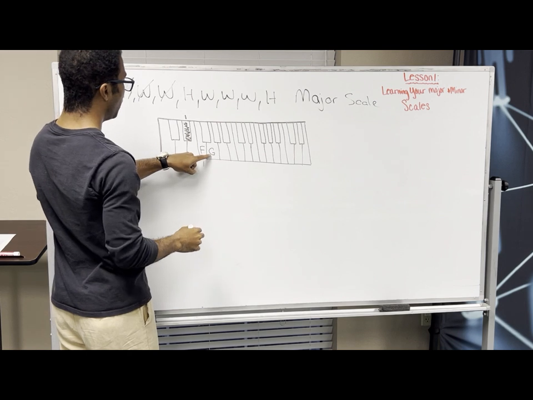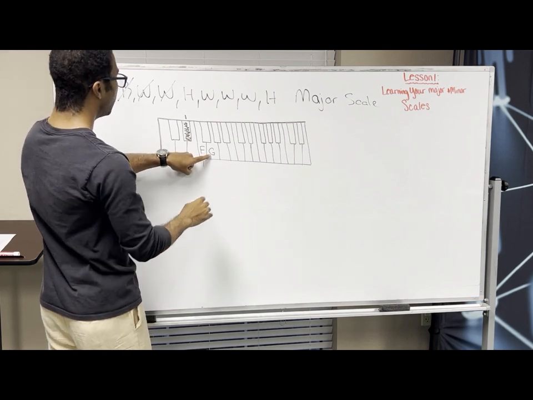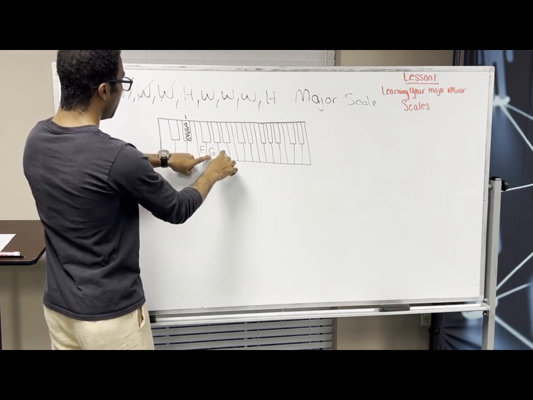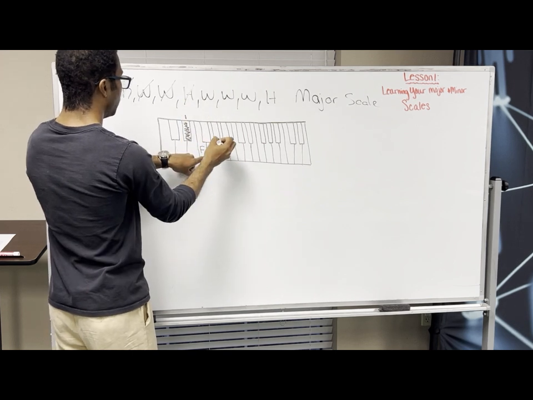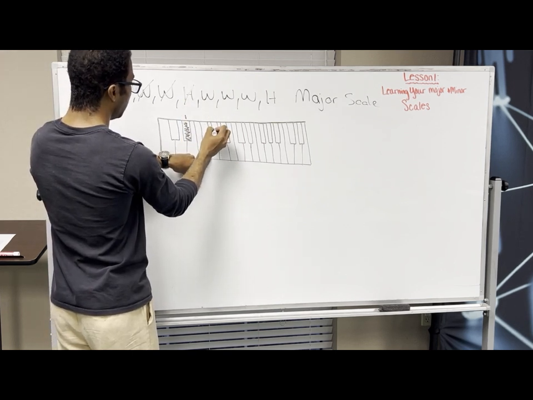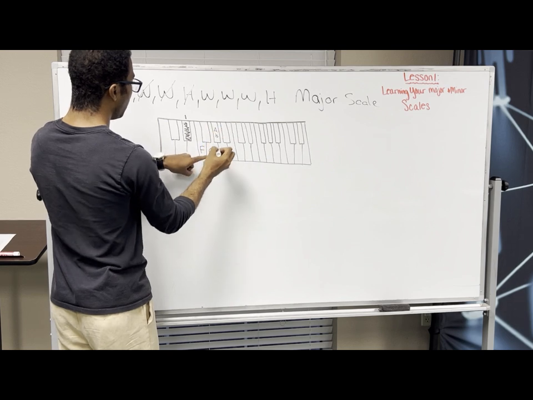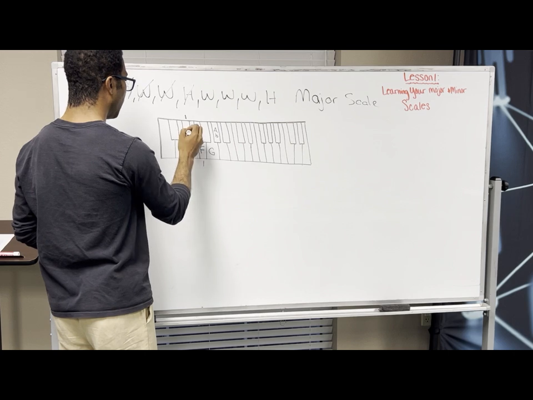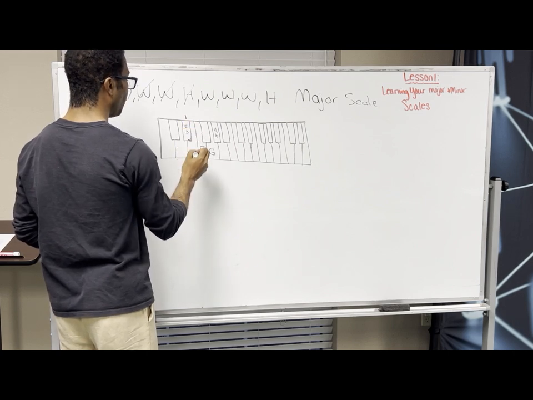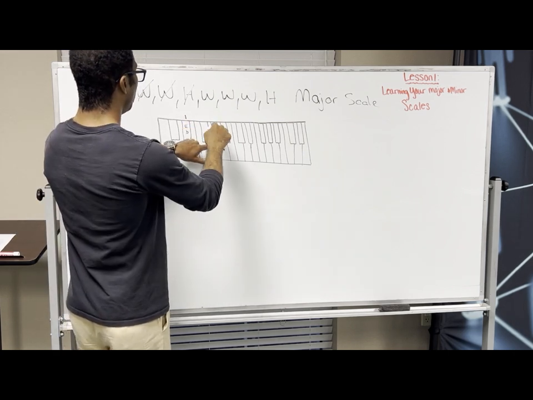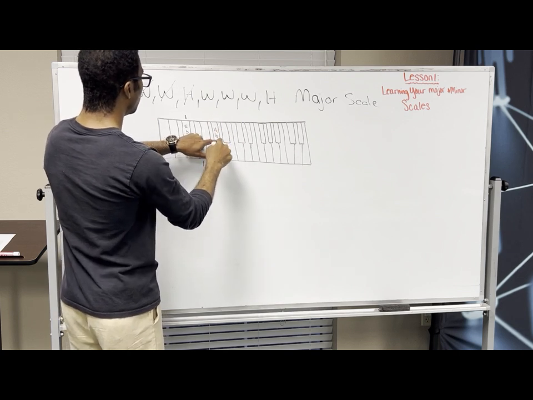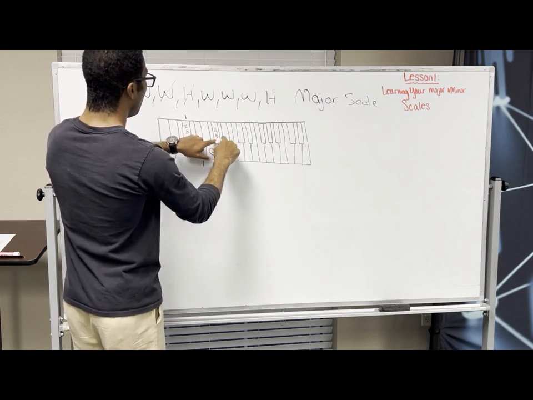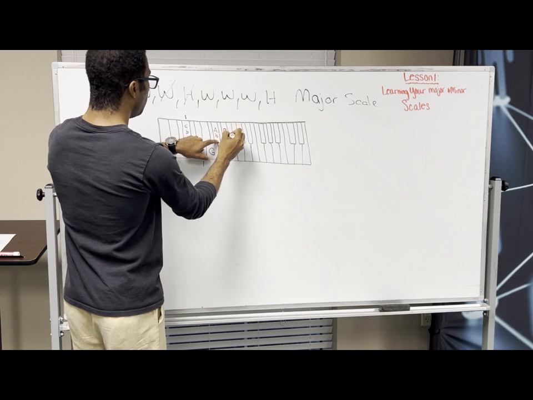Okay. Now we need a half step. A half step up from G is A flat. So let's just write this: A flat here. E flat, A flat. Okay, we've gotten this half step. We need another whole step. A whole step from A flat is B flat.